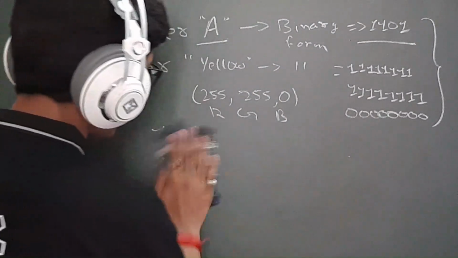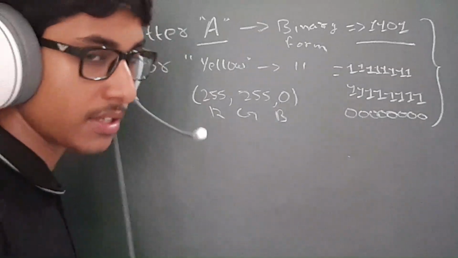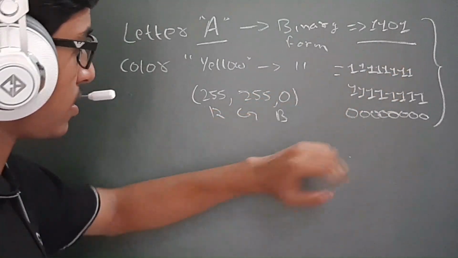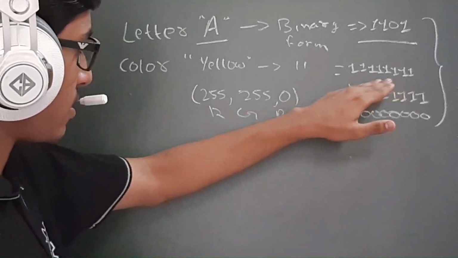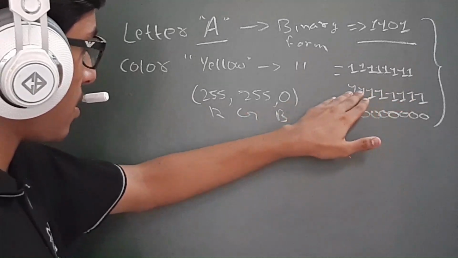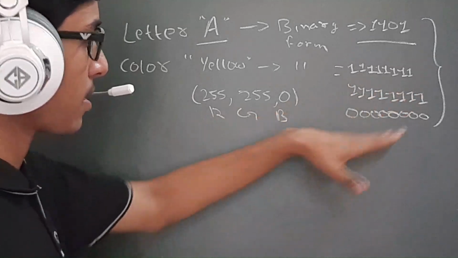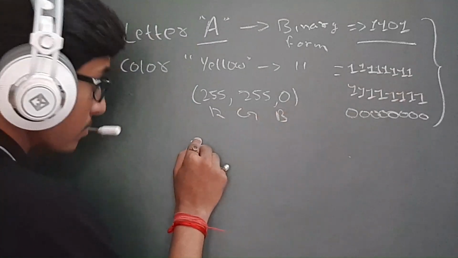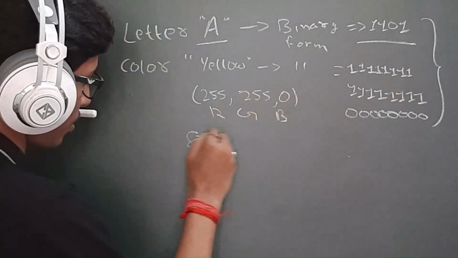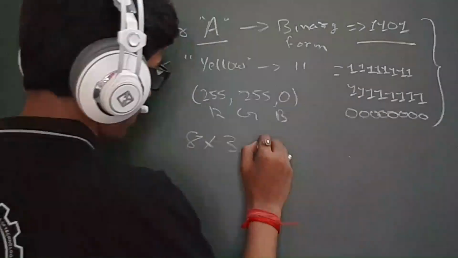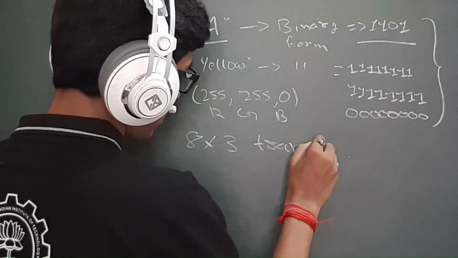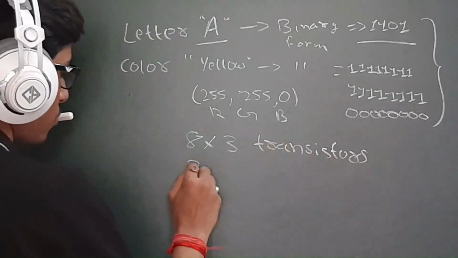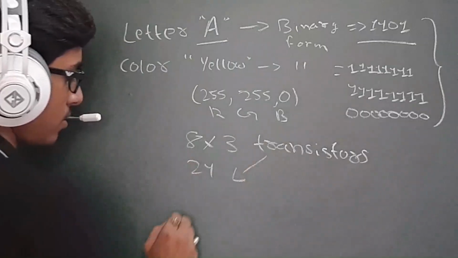And the same goes for the yellow color. You can count how many digits there are. As I've said, there are 8 continuous ones in the single range of red. Then there are again 8 continuous ones in the single range of green, and 8 continuous in the single range of blue. So there are 8 into 3 transistors being used, that is 24 transistors.